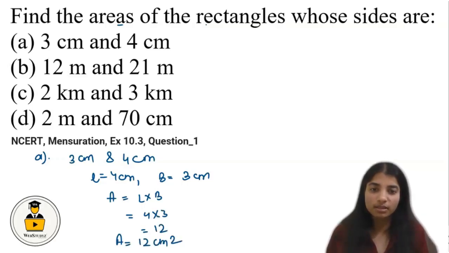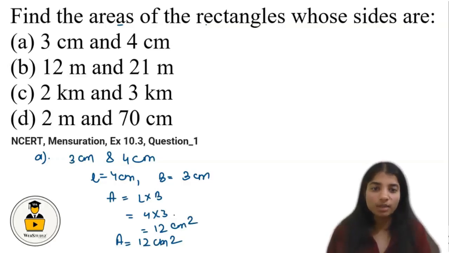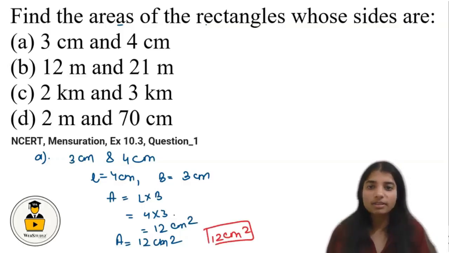That is 4 centimeter multiplied by the 3 centimeter, that is equal to 12 centimeter square. So area is equal to the 12 centimeter square. So this is the answer to the part 1 of this question. Now let's discuss the part 2.